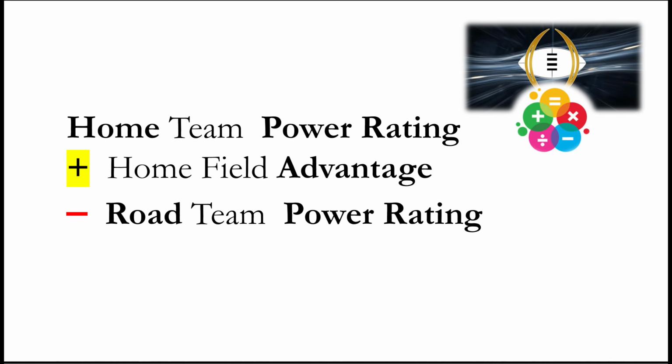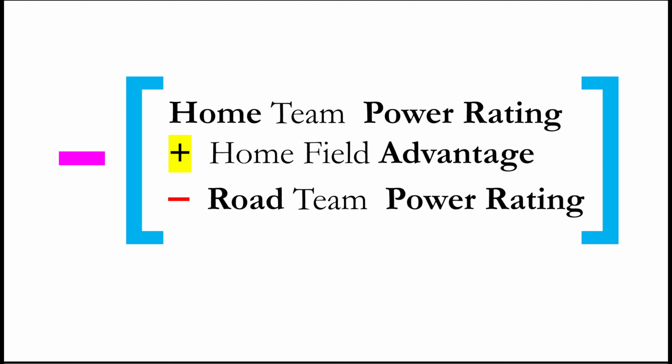Here is the core of the point spread calculation formula. Home team power rating plus home field advantage minus road team power rating. Once you calculate this number, you go to the next step, which is you take the negative of the number that you calculated in the first step. Then this gives you the point spread of the home team.